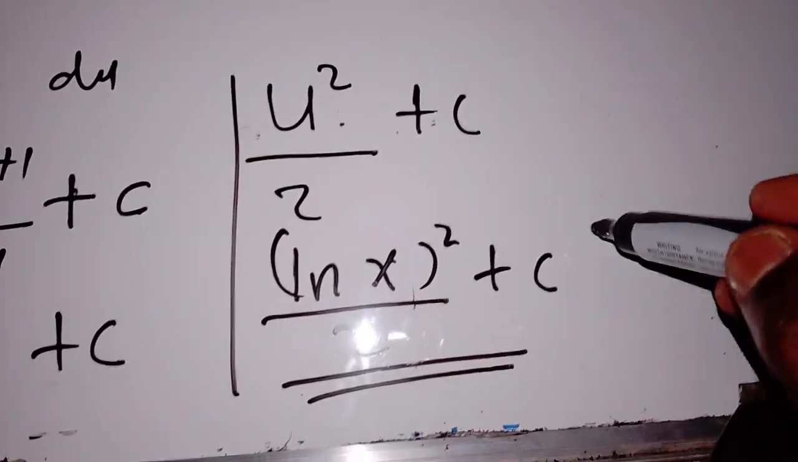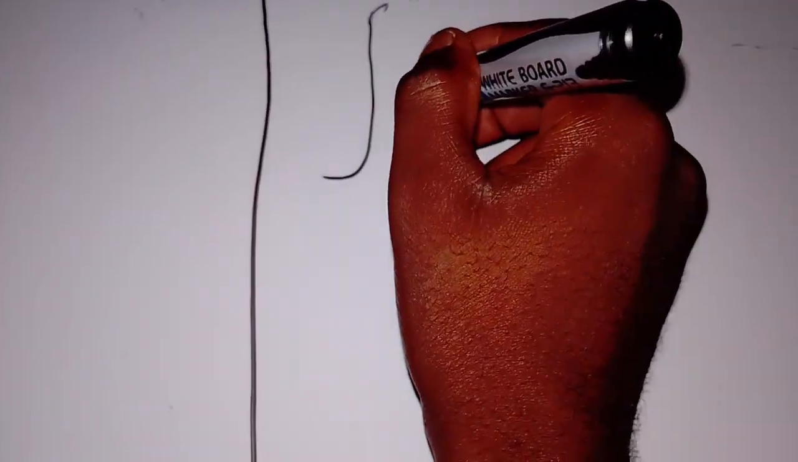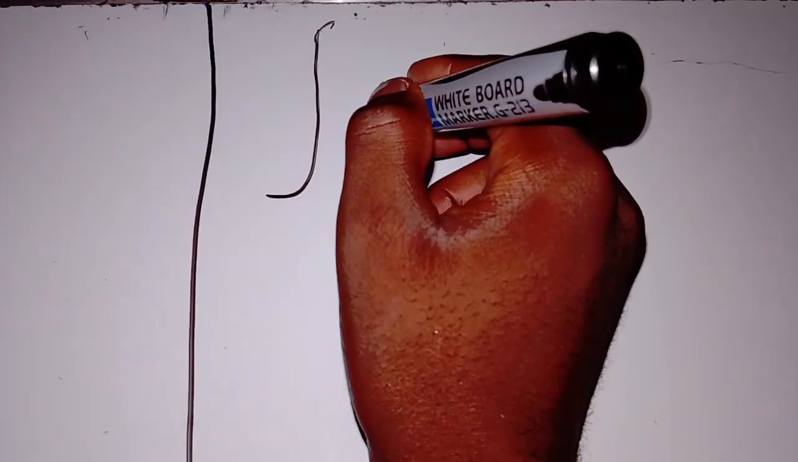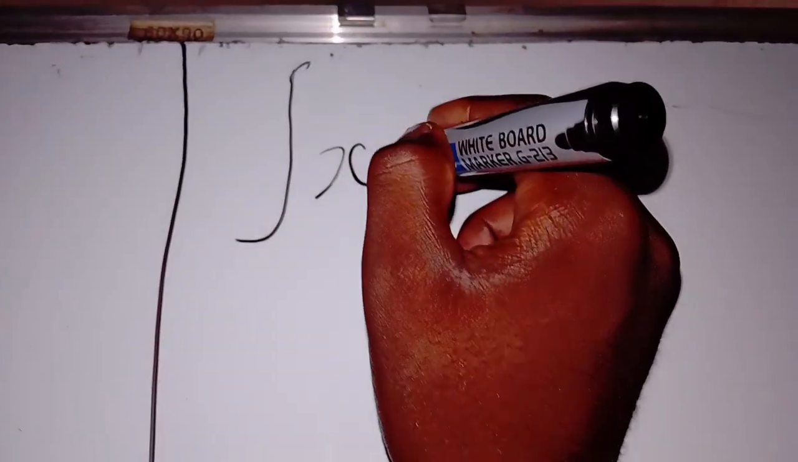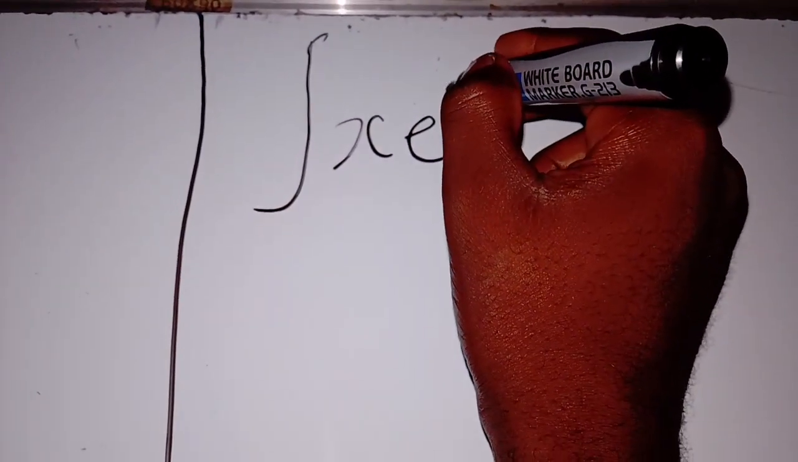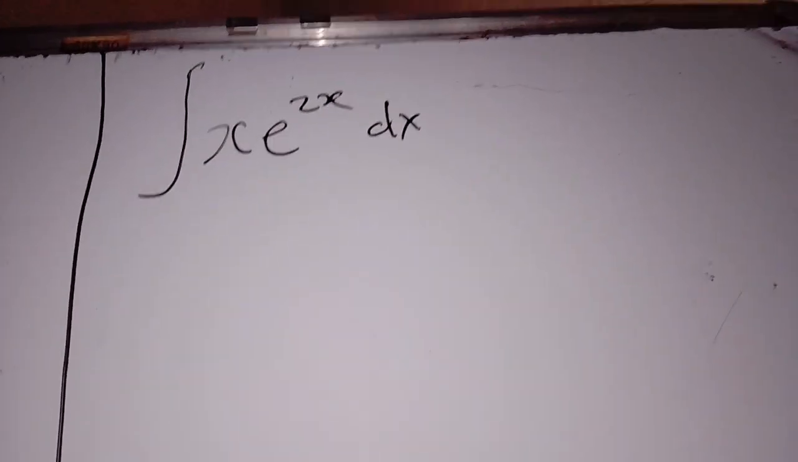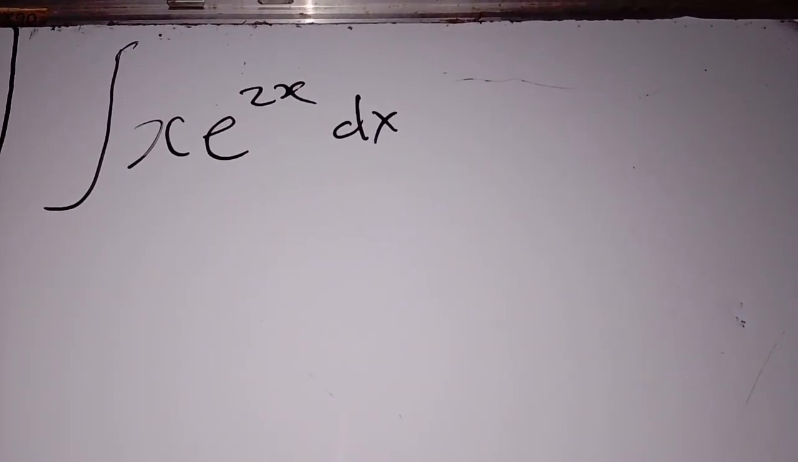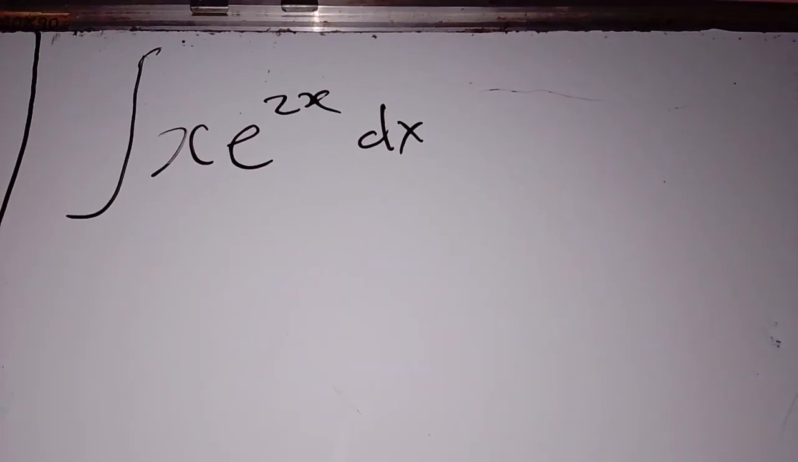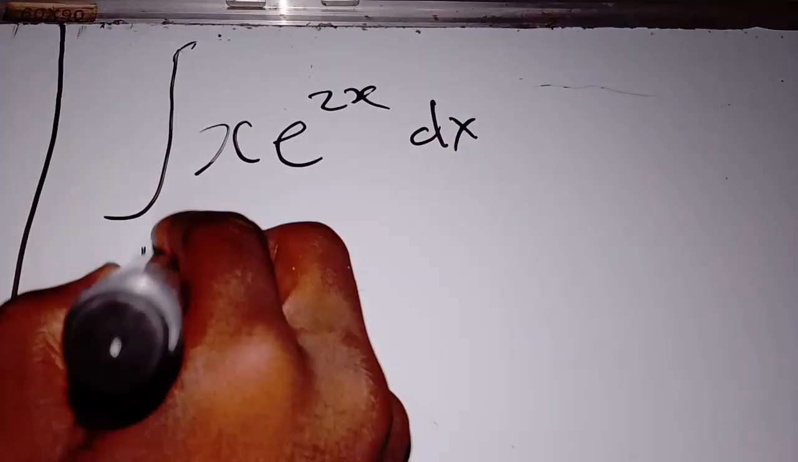Okay, so let's see the second one. We are given an exponential now. We are done with the natural log example for the substitution method. So we are on the natural log x times e to the power 2x dx. In this case, you can use substitution and also integration by parts.